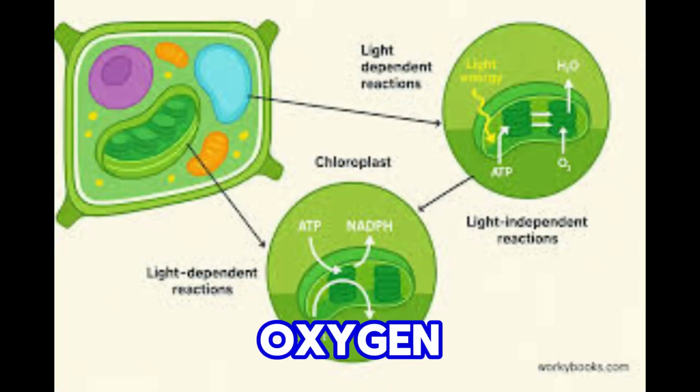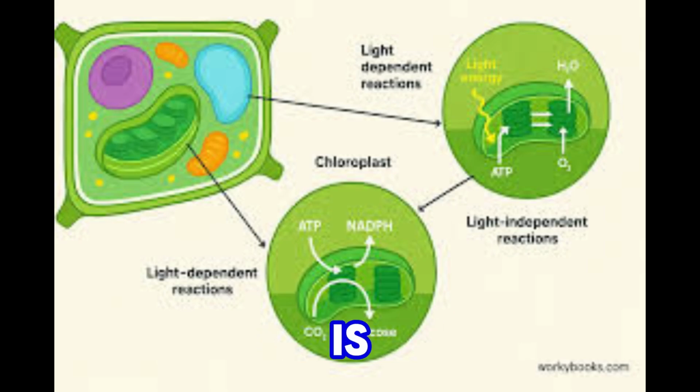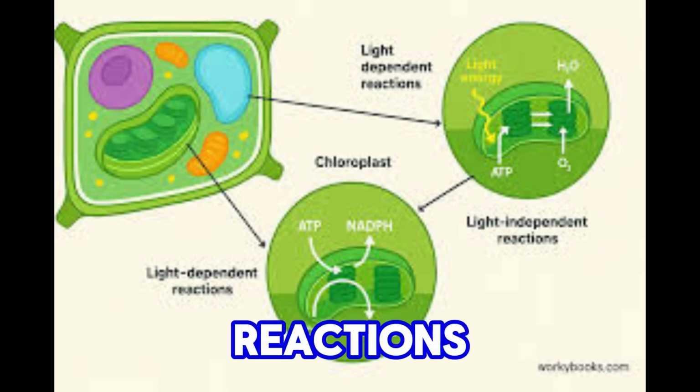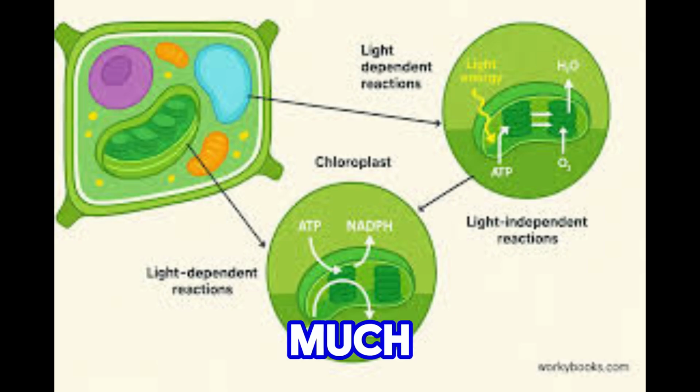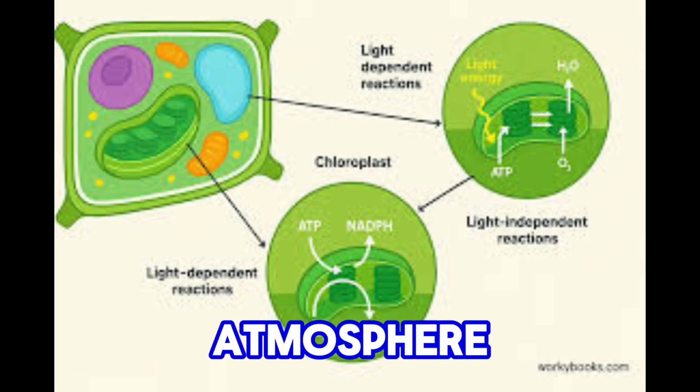They can also use carbohydrates to build cellulose, an important component of plant cell walls. Product number 2, oxygen. Oxygen is generated during the light-dependent reactions as water is split. Much of this oxygen can diffuse out of the leaf through the stomata. That oxygen becomes part of Earth's atmosphere.